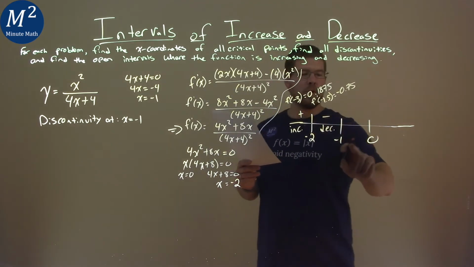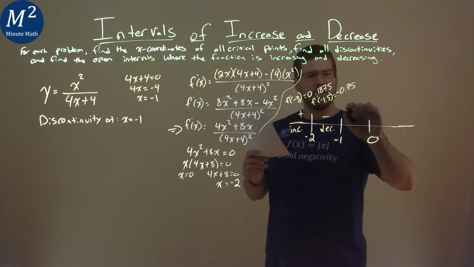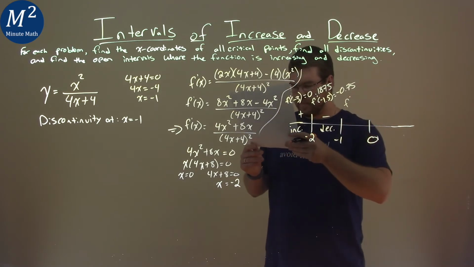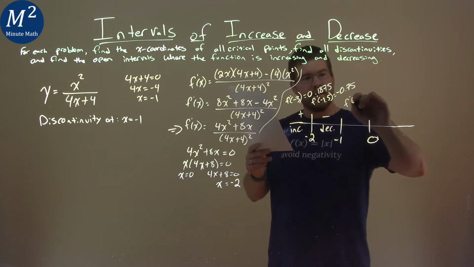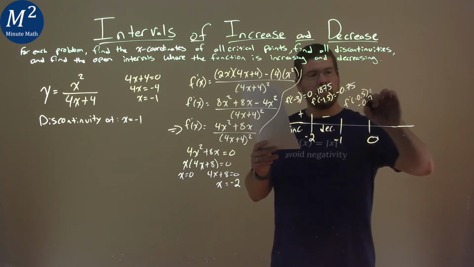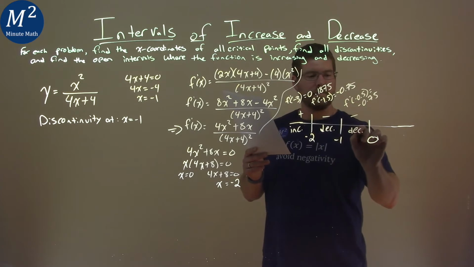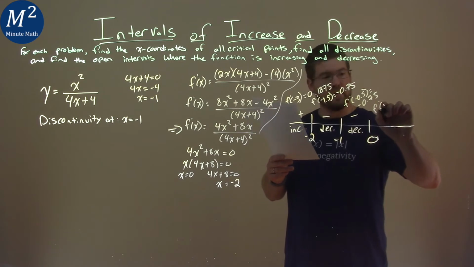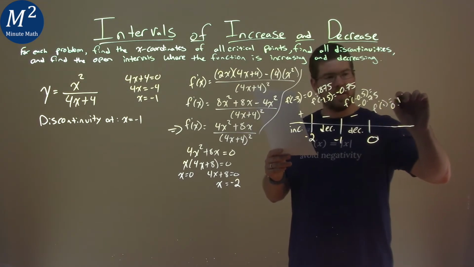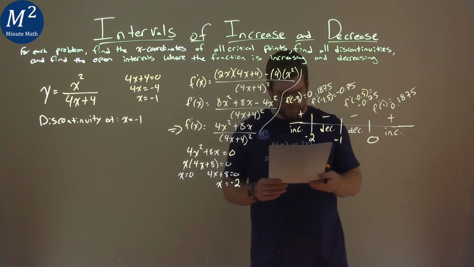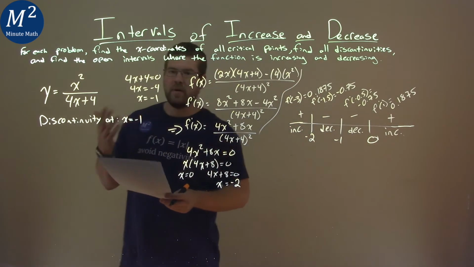Pick a value between -1 and 0, and I picked -0.5. F prime of -0.5 came out to be -0.75. It's negative, it's decreasing. Lastly, pick a value bigger than 0. F prime, I picked 1, make it easy, and it came out to be 0.1875. All I care about is that it's positive, therefore we're increasing. And this gives us our intervals for our function increasing and decreasing.